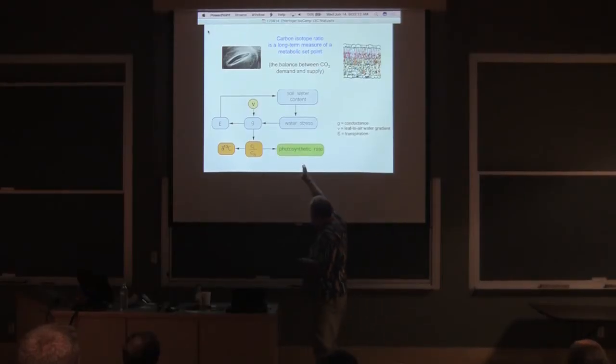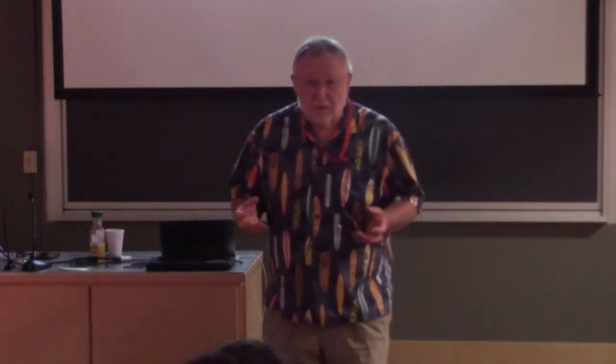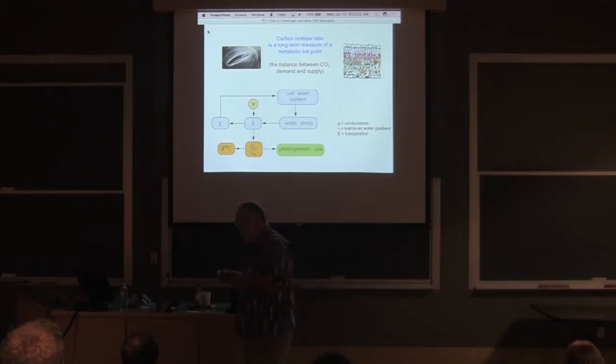At the same time, we have a demand for CO2, and that demand for CO2 is driven by the process of photosynthesis. So we have one system that supplies CO2 coming in through the stomates, and we have one system that demands CO2, that's photosynthesis. And the operational point between the supply of CO2 by opening the stomates and the demand for CO2 by its consumption is going to be the intracellular CO2 concentration. I'm going to call that an operational point. I'm going to call that a metabolic set point.